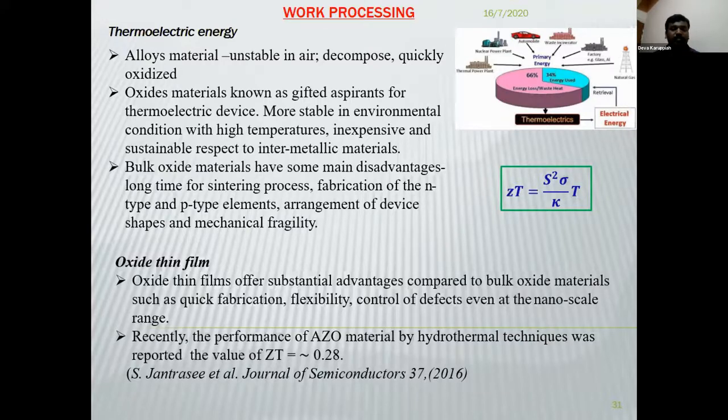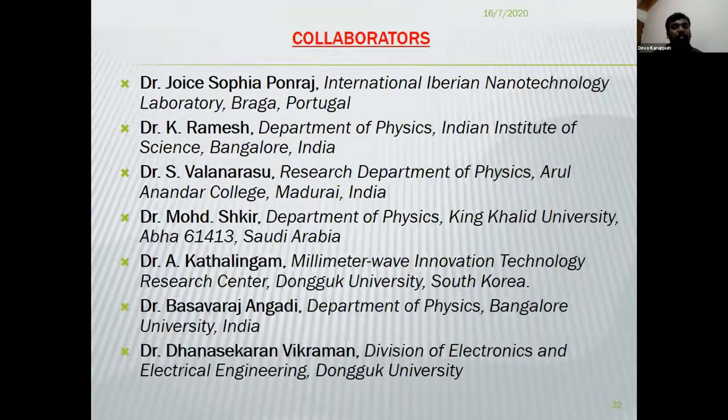To the best of my knowledge, though I'm not sure about it, recently the performance of AZO by hydrothermal method was reported with a figure of merit of 0.28. I'm not sure about it, I just refer to it. These are the collaborators of my entire research.